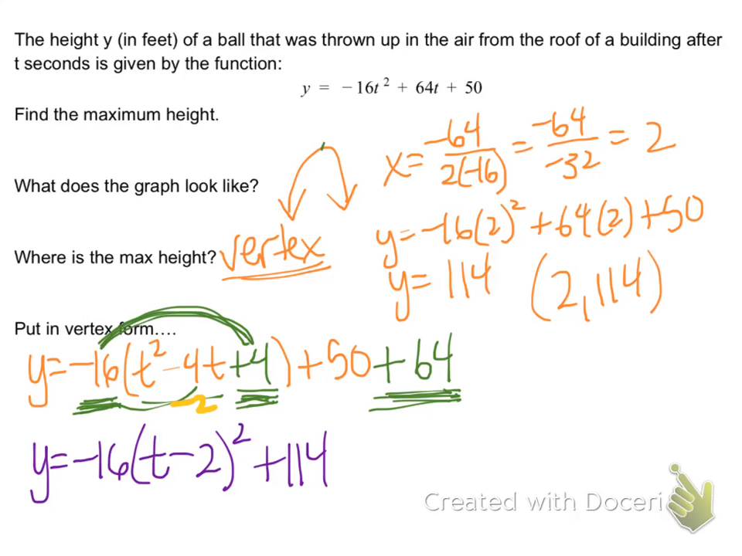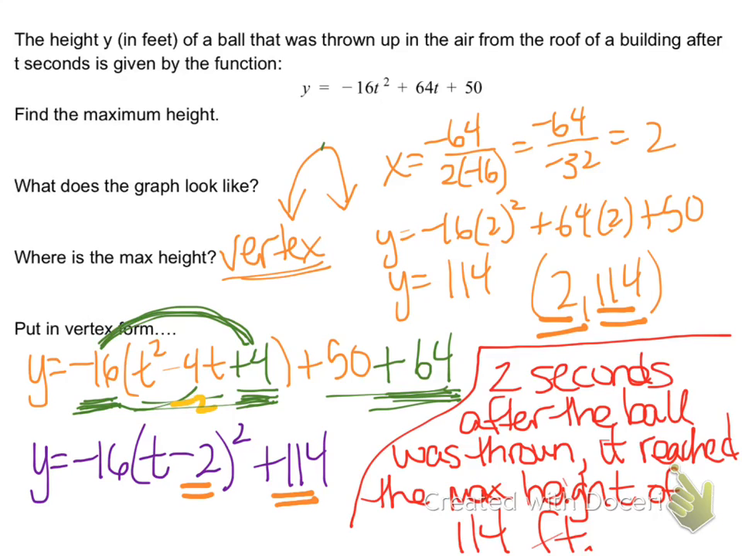So now factoring, I get negative 16. What's in the parentheses factors as t minus 2 quantity squared. And then 50 plus 64 is 114. And again, my vertex is 2, 114, which matches the vertex that I found before. So what does this mean? It means that 2 seconds after the ball was thrown, it reached the maximum height of 114 feet. This is very important, that you can relate the answer back to the question and understand what any ordered pair means.